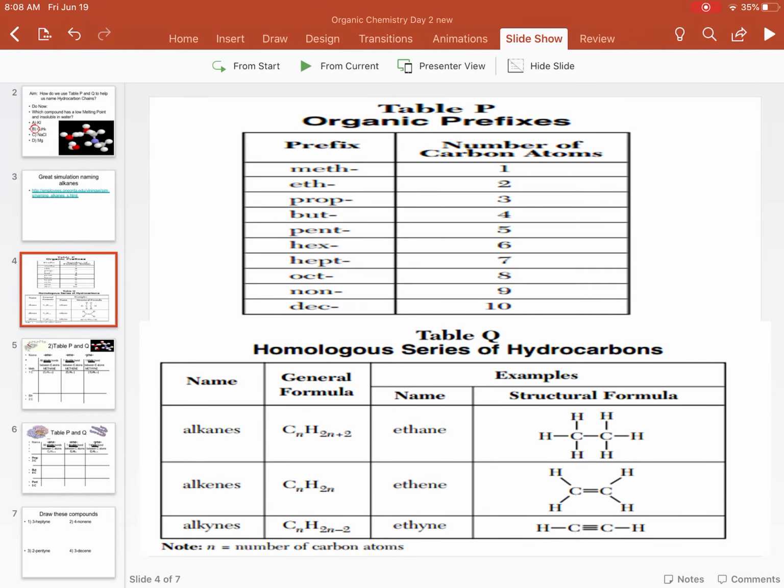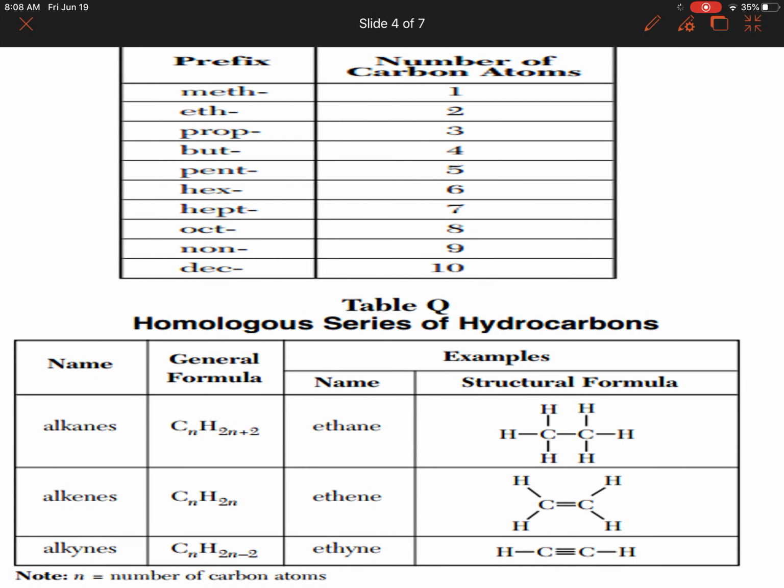So, let's familiarize ourselves with tables P and Q. Table P says the prefix of the word. As you know, back in English, the prefix is the beginning of the word. For example, if I see the word meth, that means one carbon. Eth, two carbons. Prop, three carbons. But, four carbons, and so on, all the way up to dec. All right?